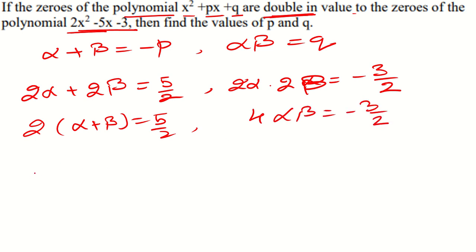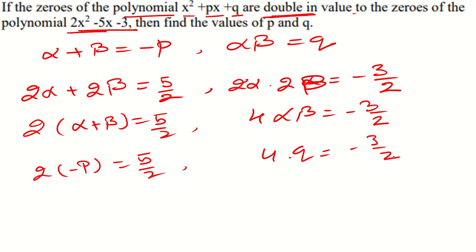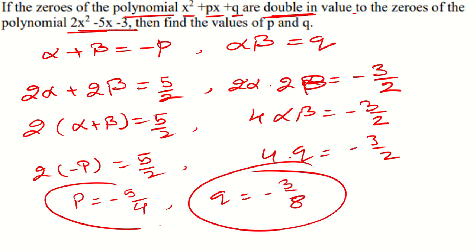Now, alpha plus beta was what? It was minus p, so it is 5 over 2, and alpha beta was q, so 4 times q is minus 3 over 2. So what is the value of p? Minus 5 over 2, and the value of q is minus 3 over 8. So this is the answer.